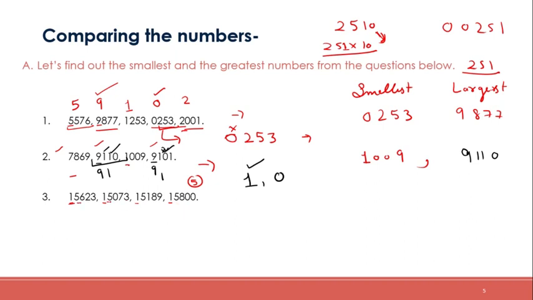Then again 5, 5, 5, 5. Again of no use. Then come to the next digit, 6, 0, 1, 8. Among these digits, which is the smallest? It is 0, obviously. So this number will be the smallest. 515073. Now check for the greatest number, largest number. It is 0, 1, 8, and 6. Which one is largest? 8. So the number 5800 will be largest. I hope it is clear to you.